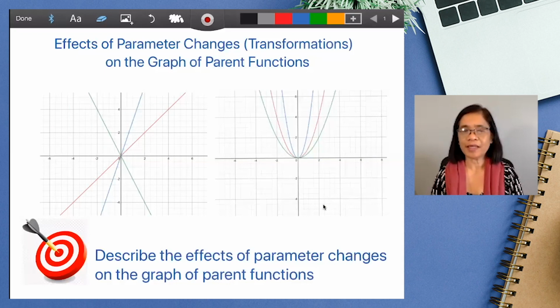To Math Monday. Our lesson for today is describing the effects of parameter changes or transformations on the graph of parent functions. Before we start, please be ready with your supplies. You will need your pen, your notebook, and get ready with your devices also, as we will be using the Desmos graphing calculator to graph functions.